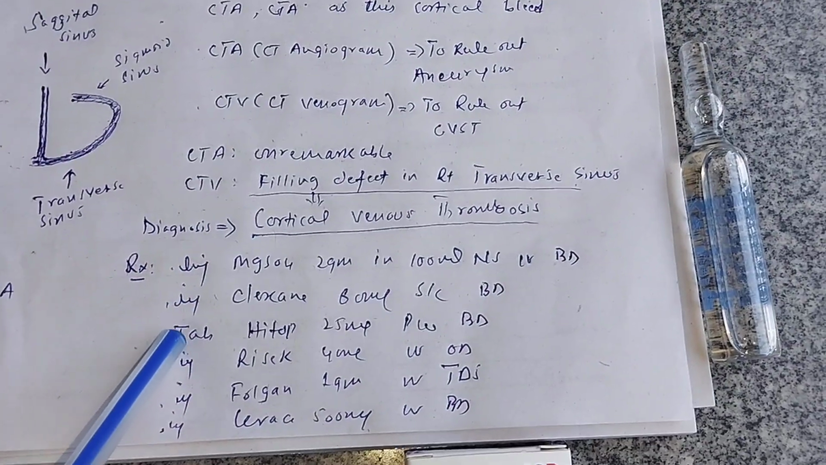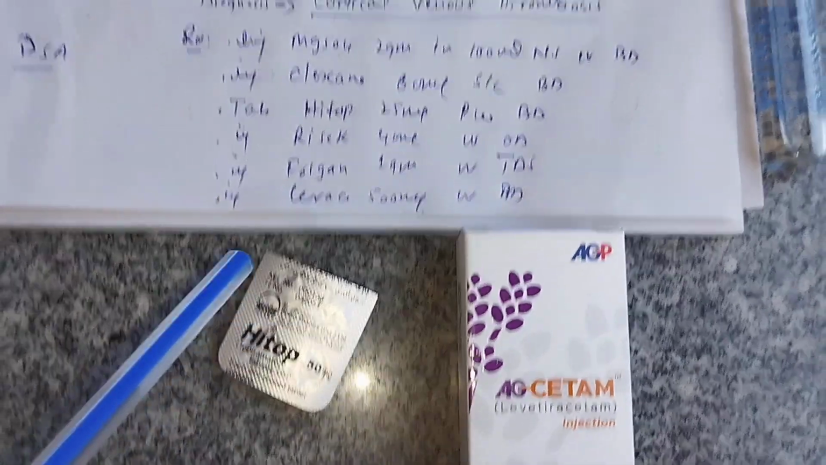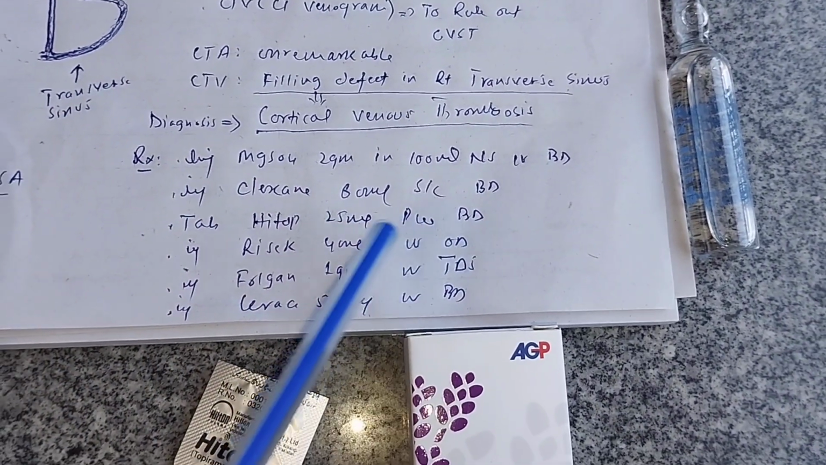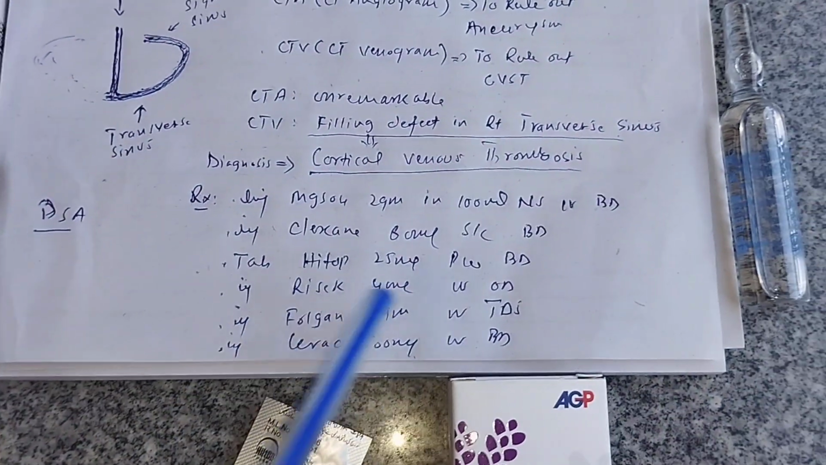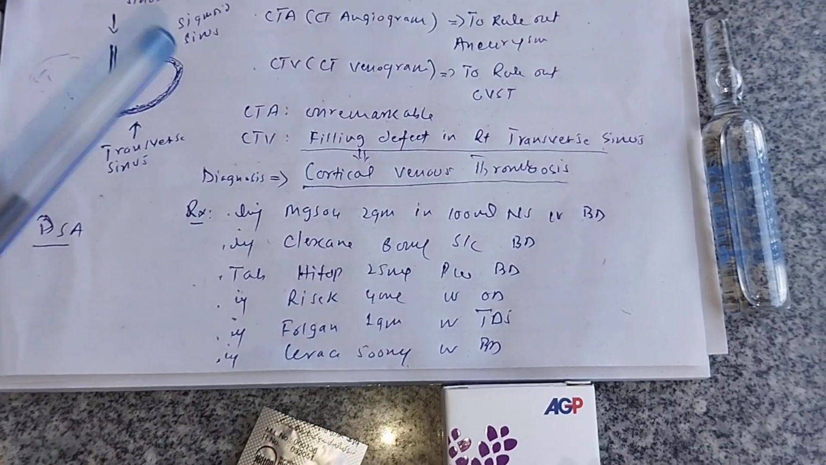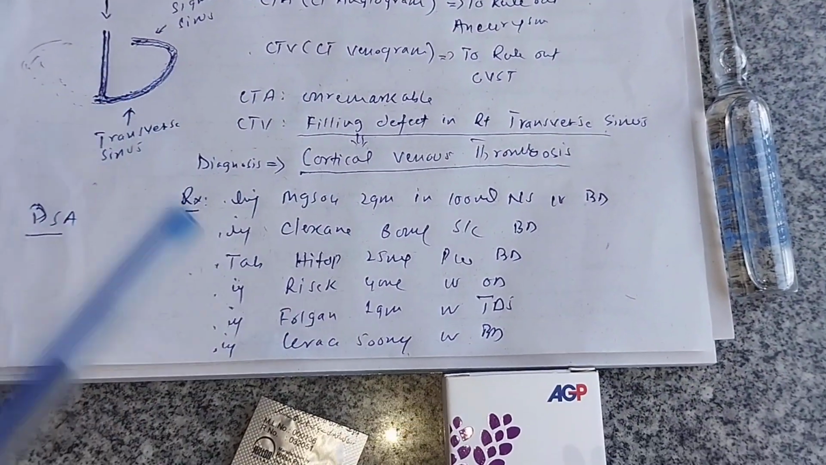Now Hytop 2 pyramid, which is 25 mg. This is for headache, this is for fits, 25 mg oral BD, morning and evening. Injection Rizek, as the patient is bedridden now, so we will give injection Rizek to protect the patient from aspiration or gastric issues, like aspiration pneumonia. Injection Fulgan with SOS. This is paracetamol. In infusion, we can give TDS or we can give BD.